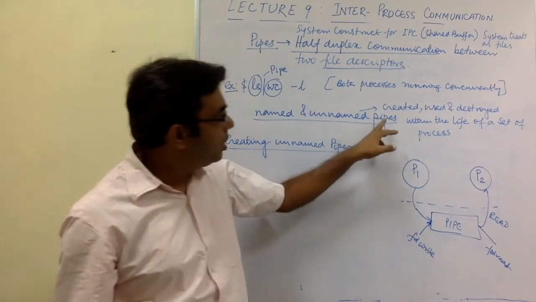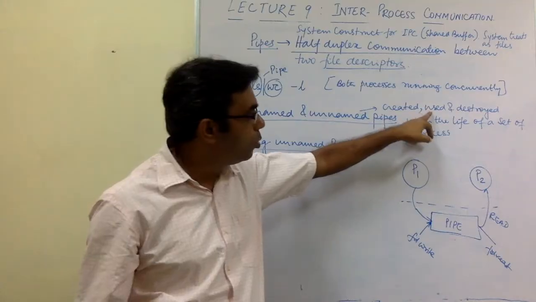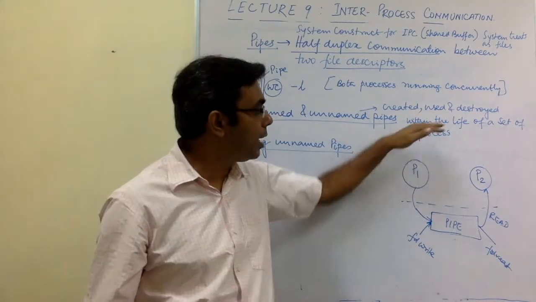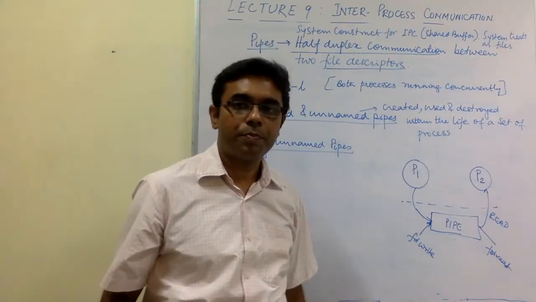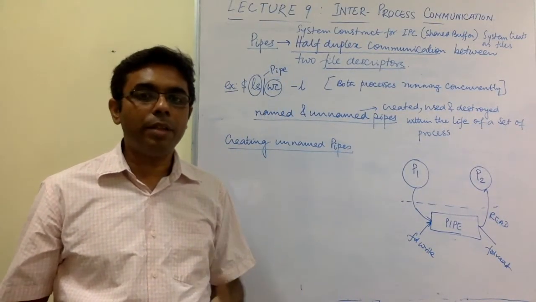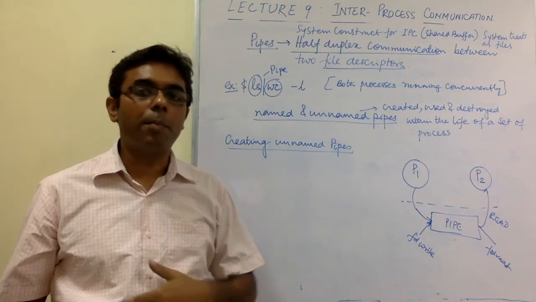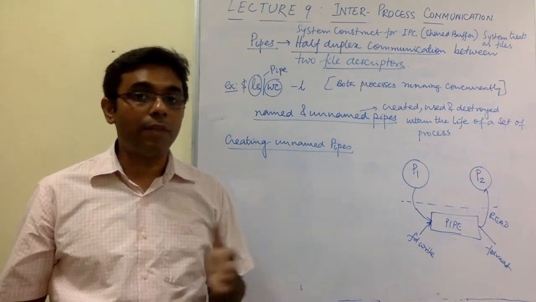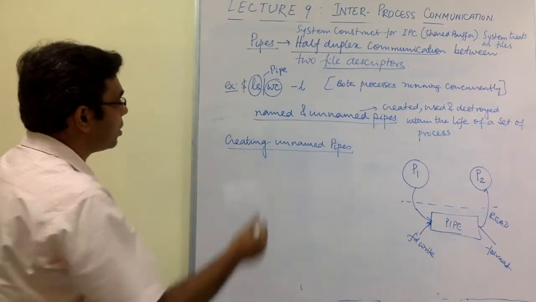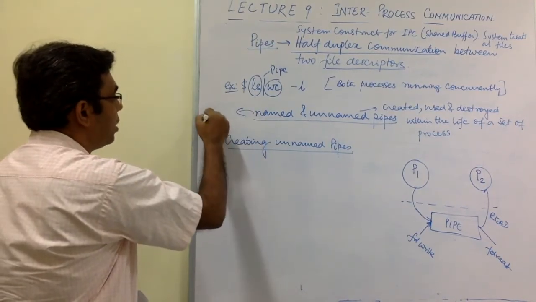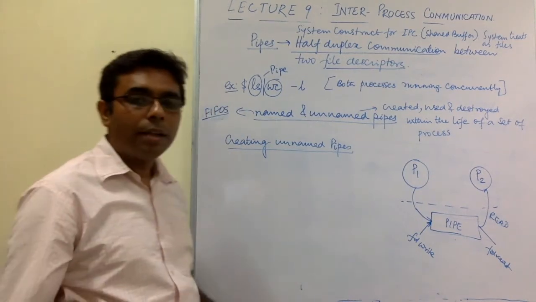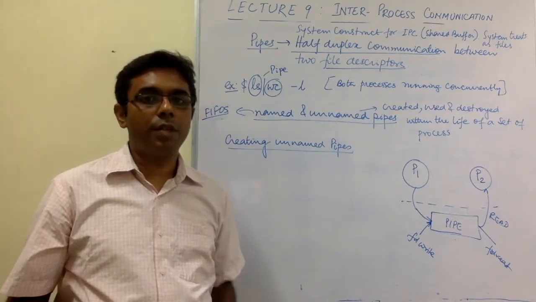Unnamed because these pipes are created, used and destroyed within the life of a set of processes. So they exist as long as the process is there, and the moment the process is terminated, these pipes are removed. They don't have a name. The other kind of pipes are called named pipes. They are nothing but FIFOs, and they have a name associated with them.